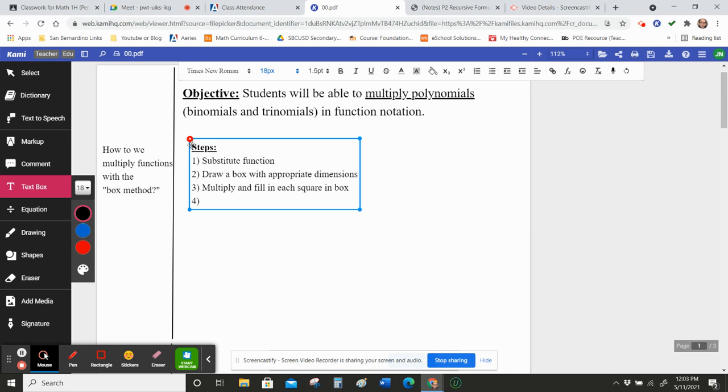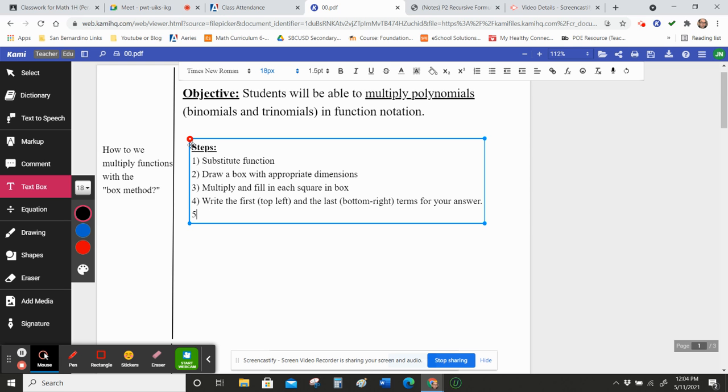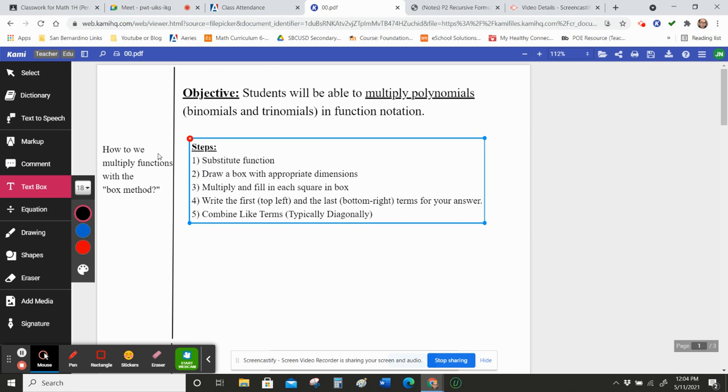Fourth step would be to write the first and the last term. The first one is located at the top left of the box. The last one is located at the bottom right. This will be part of your final answer. And finally, we need to combine like terms. And this is done typically diagonally for most problems. All right, so these are the steps.